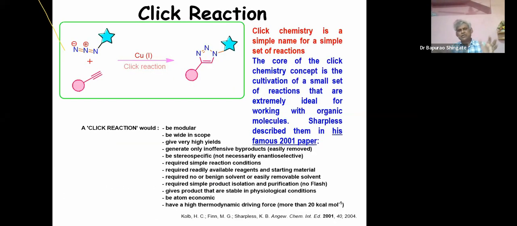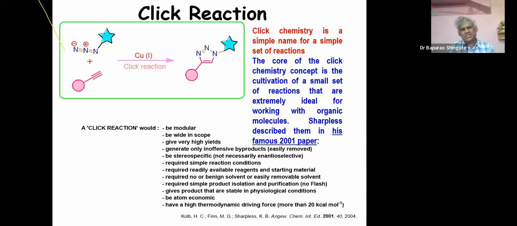Okay, I will tell you how this click chemistry reaction takes place. As I already mentioned, the terminal azide and the terminal alkyne in the presence of a copper catalyst give the 1,4-disubstituted 1,2,3-triazole. Click chemistry is a simple name for a simple set of reactions. The core of the click chemistry concept is the cultivation of a small set of reactions that are extremely ideal for working with organic molecules, and Sharpless described them in his famous 2001 paper.